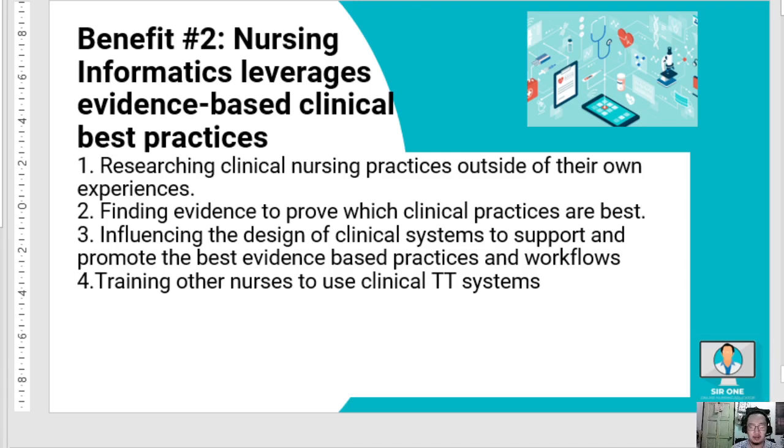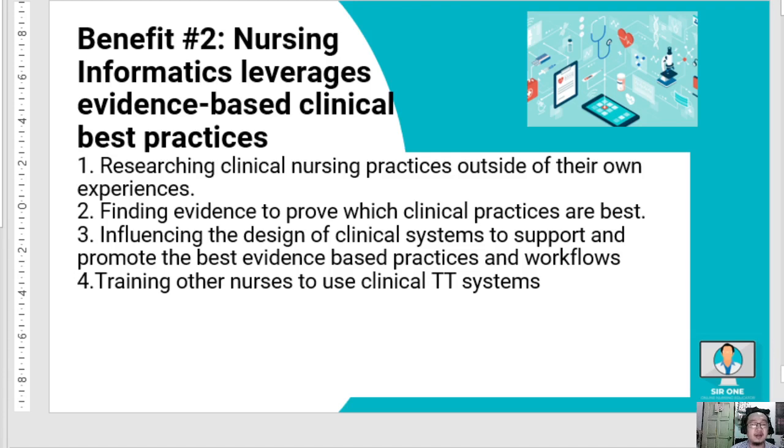With the assistance of nursing informatics, you can identify the best clinical nursing practices, also from other institutions. This is done through researchers, and because of this, you'll have lots of basis, lots of benchmarking and resources, and you can somehow replicate it in your own institution. The best practices of others.